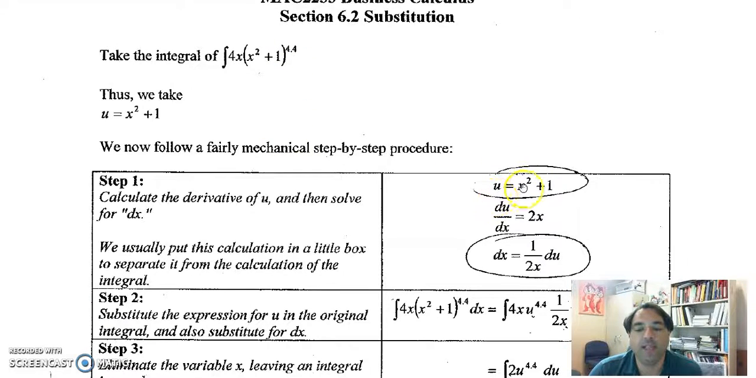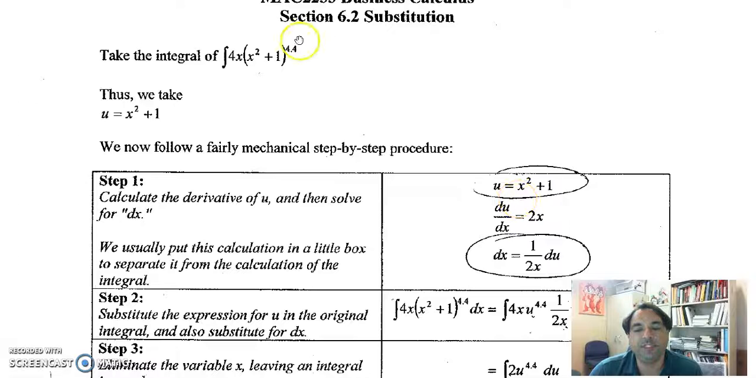So u is going to be x squared plus 1, and then to follow the process, we're going to take the derivative of u with respect to x. The derivative of x squared plus 1: the derivative of x squared is 2x, and the derivative of 1 is 0. Let me point this out because we're going to do a shortcut later on. We take the derivative of u with respect to x, du over dx equals 2x. But remember there's a dx here.